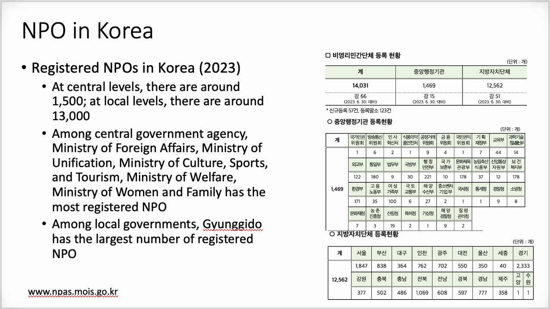Among central government agencies, Ministry of Foreign Affairs, Ministry of Unification, Ministry of Culture, Sports and Tourism, Ministry of Welfare, Ministry of Women and Family have the most registered NPOs. And among local governments, Gyeonggi-do has the largest number of registered NPOs.